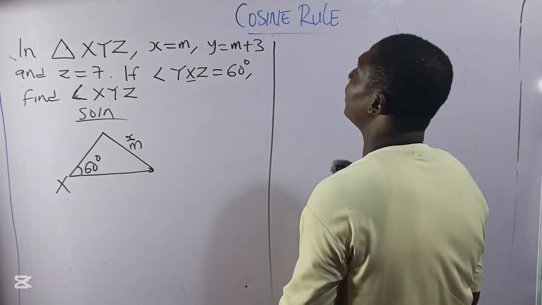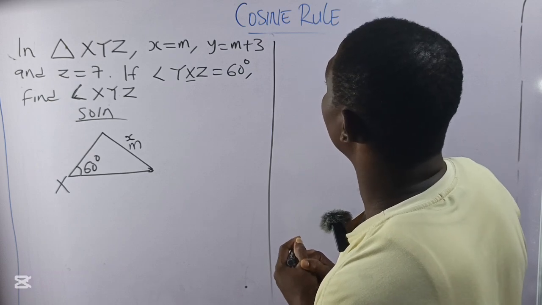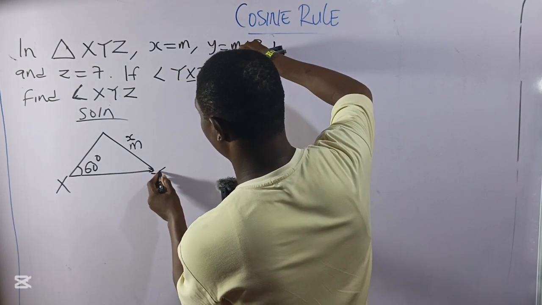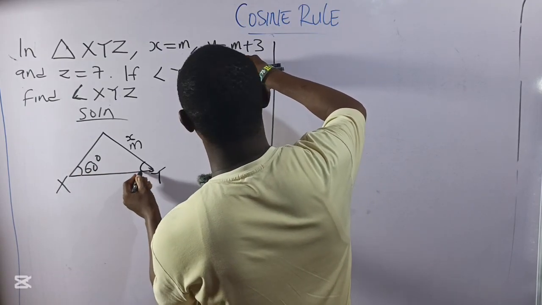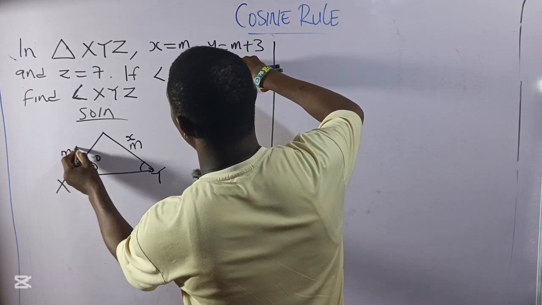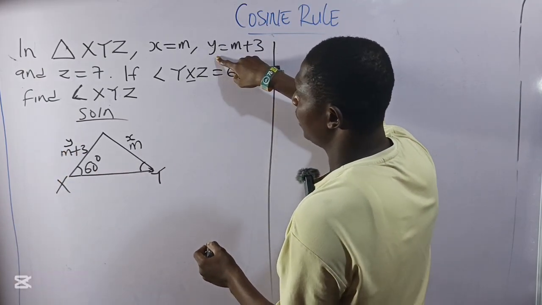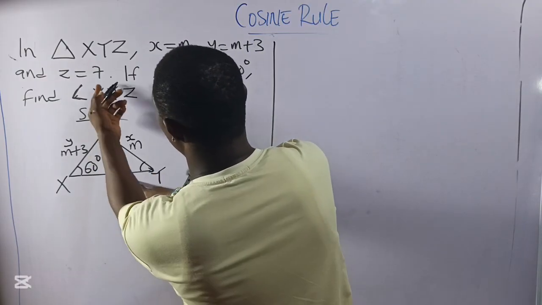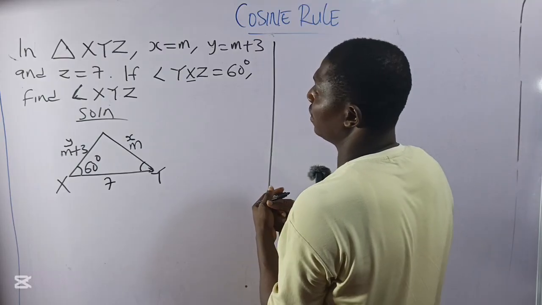Now, what about my y? Let this be my angle Y. If this is my angle Y, then it's facing this side, so it becomes m plus 3, which represents y. And lastly, I have my z. My z is 7. The unit is not shown, either centimeter or meter.